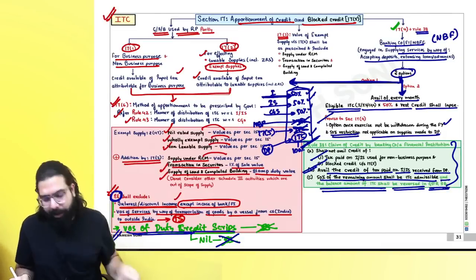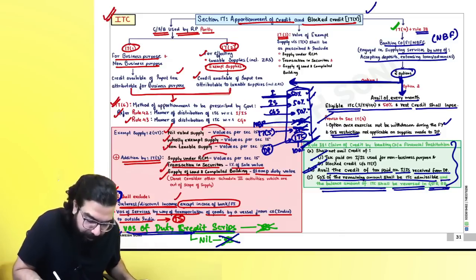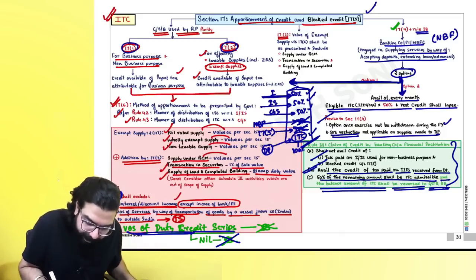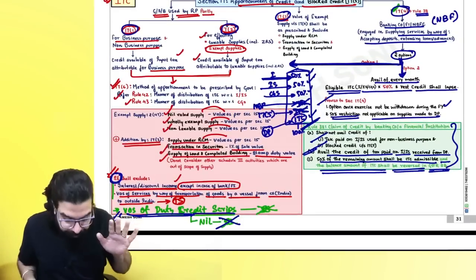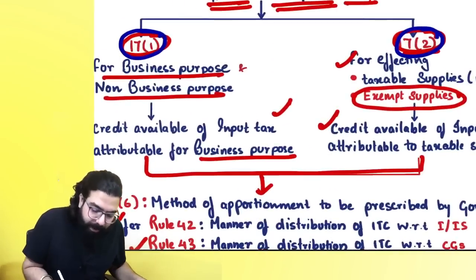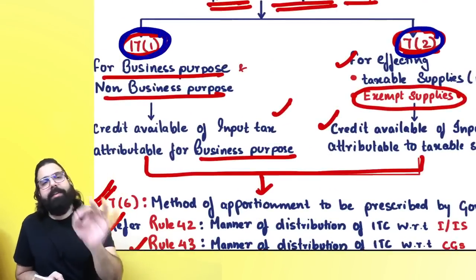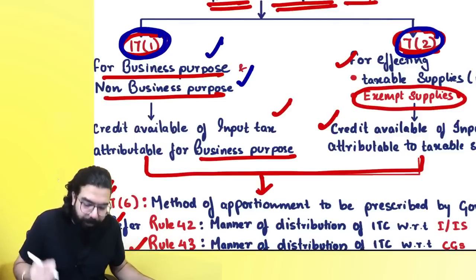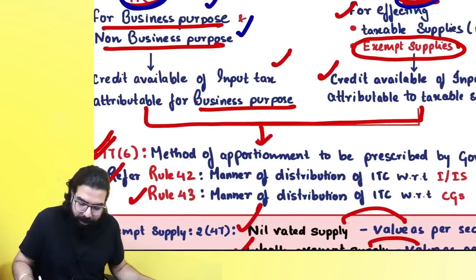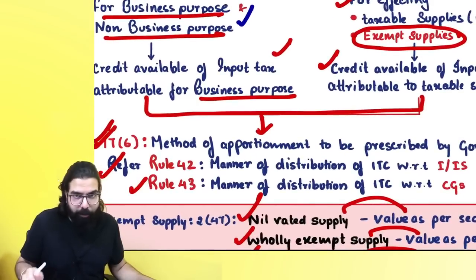I hope the point is 100% clear. We are done with sections 17.1, 17.2, 17.3, 17.4. Now listen to me very carefully. Section 17.1 talks about whenever you buy something and use it for business and non-business purposes, you get the credit only relating to the business purpose.